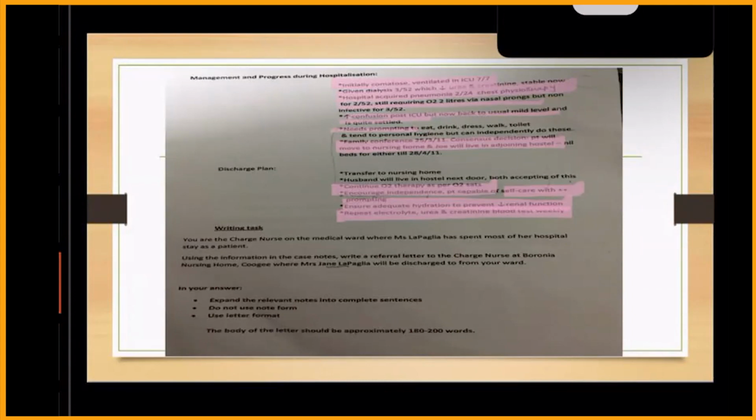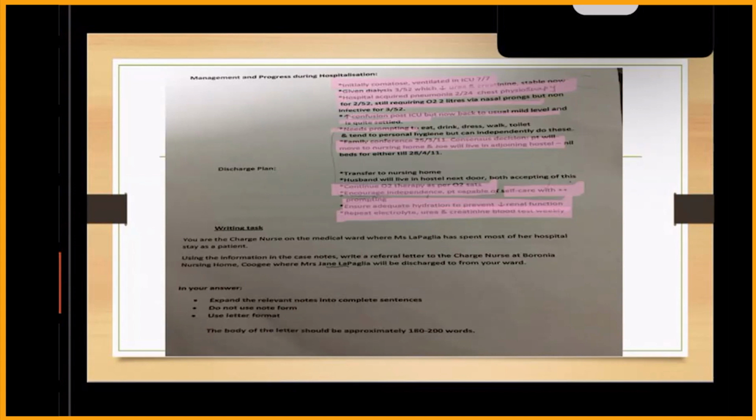Okay, now coming to the address part, I want you all to give me and I will be passive and you all be active. Tell me the address part. What's the address? Charge nurse. See, when you say charge nurse, be very specific and clear. The charge nurse. That is very important. Let's be very clear. The charge nurse, Boronia nursing home.